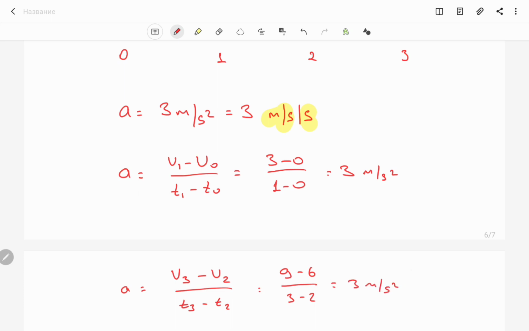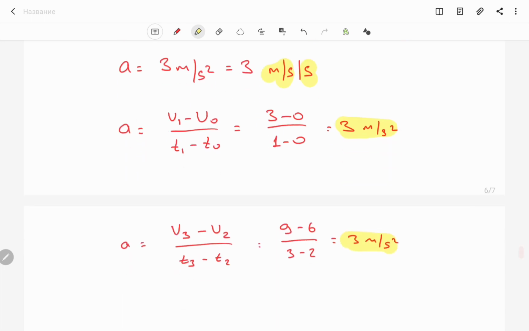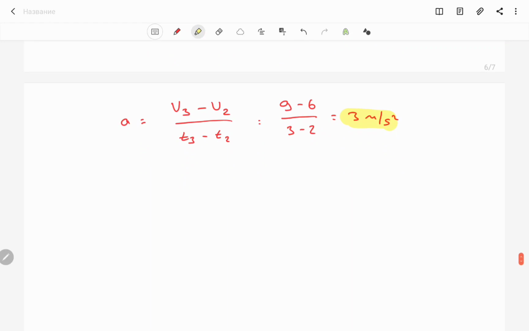So for this problem, we have a motion with constant acceleration because acceleration is not changing. At the beginning it was 3, at the end of its motion again acceleration is 3. So this car is accelerating with constant acceleration, and this acceleration equals 3. This was just an example, and we showed how to calculate acceleration.